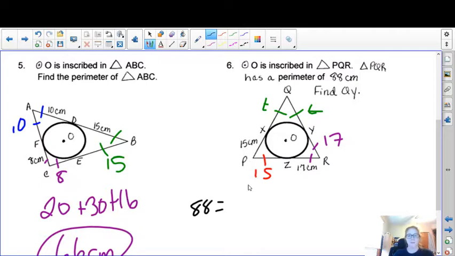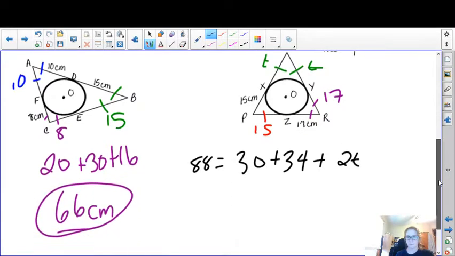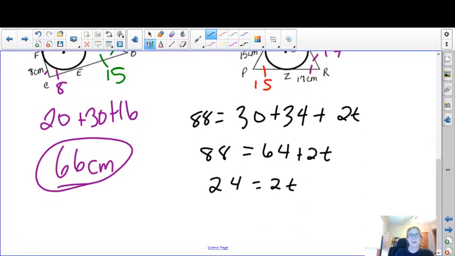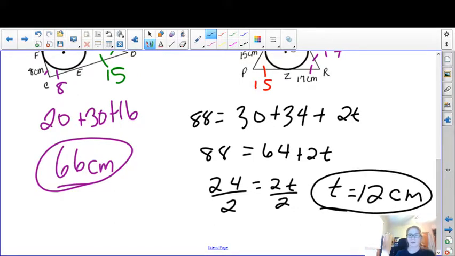And I know that 15 plus 15 gives me 30, and 17 plus 17 gives me 34, and T plus T gives me 2T. 30 and 34 give me 64. And if I take 88 minus 64, I should get 24. And since they're both the same length, I can divide by 2 because they're equal. So it is 12 centimeters long.